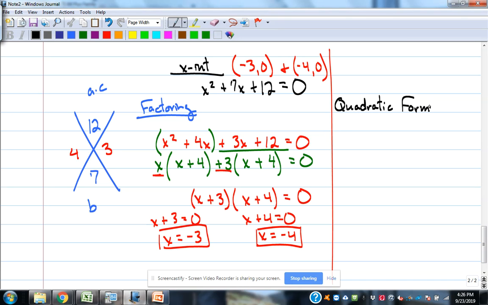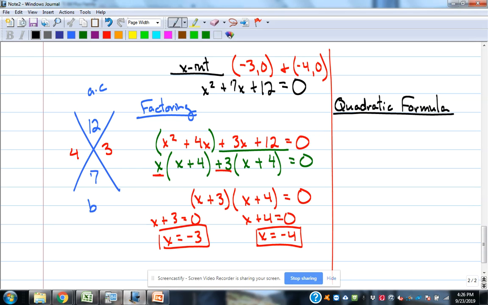Quadratic formula. Here's the thing about factoring. Factoring doesn't always work. Not every polynomial factors, or not every quadratic factors. That's what we're dealing with. So we've got to have a way to solve them when they don't. The quadratic formula is a good way to do that. It will get you the same answers as factoring does, just in a different way. Okay, so when we solve this, we should get negative 3 and negative 4. If we don't, we did something wrong with the quadratic formula.